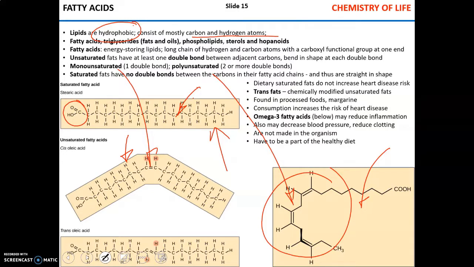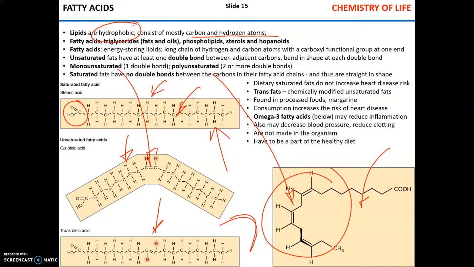There are trans fats that you have probably heard about. So trans fats are chemically modified unsaturated fatty acids, shown here. It's a trans oleic acid at the bottom. Contrary to the common idea, dietary saturated fats, such as stearic acid, do not increase the risk of cardiovascular disease. But dietary trans fats that are found in processed foods and margarine increase the risk of heart disease.